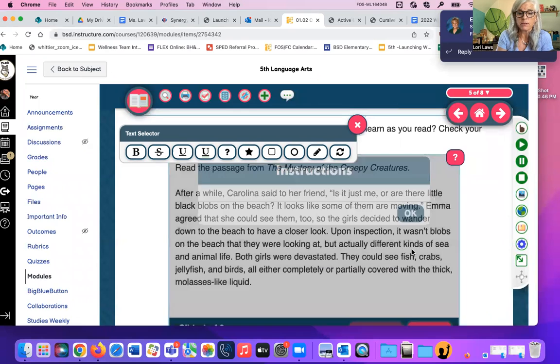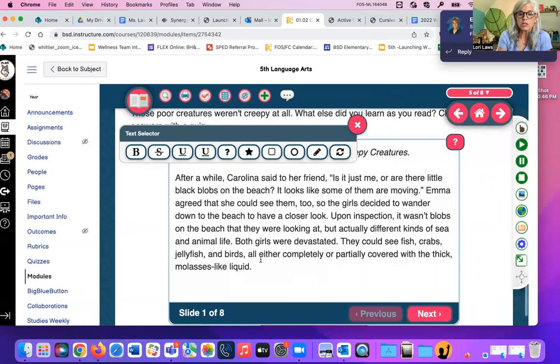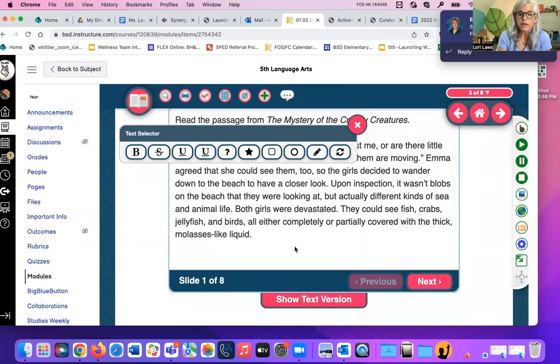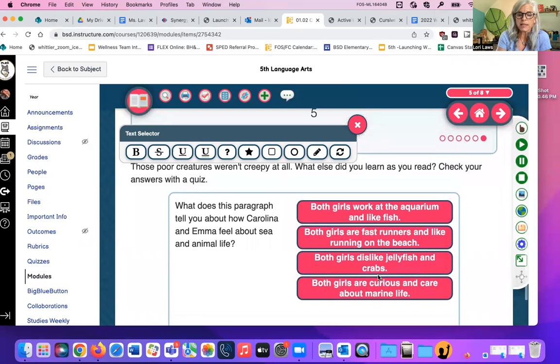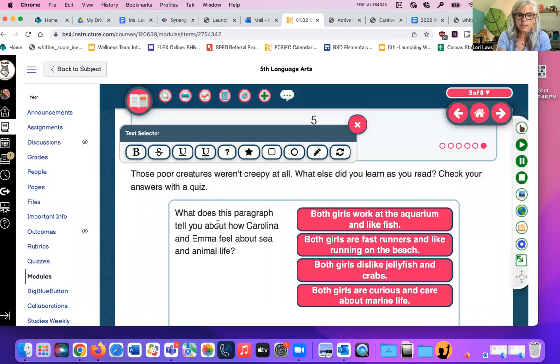So now we're getting close. Read this passage, slide 1 of 8. Again, it's sort of the same things, but this time there are questions. What does this paragraph tell you about how Carolina and Emma feel about the sea life? Both girls work at the aquarium and like fish. Both girls are fast runners and like running on the beach. Well, that's true, but that doesn't have anything to do about how they feel about sea and animal life. Both girls dislike jellyfish and crabs? I don't think so, because they were worried.